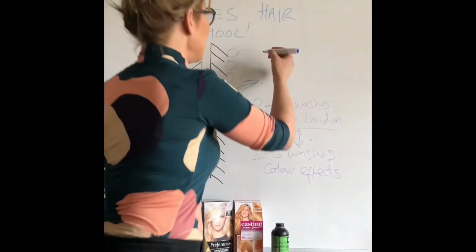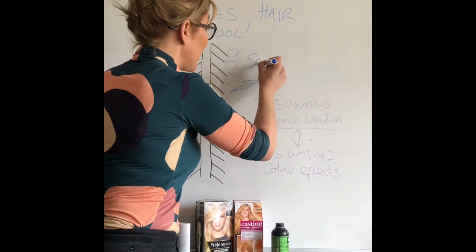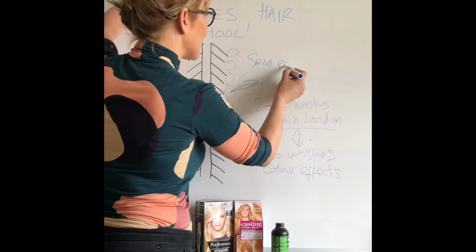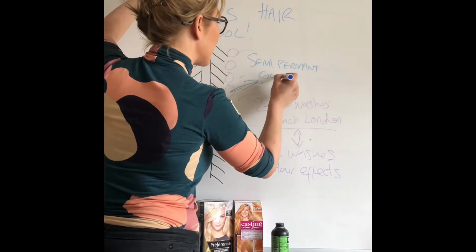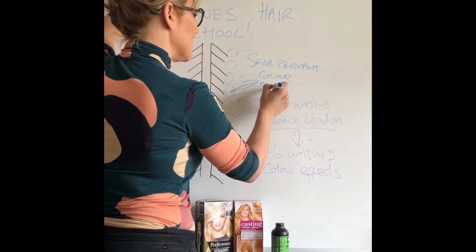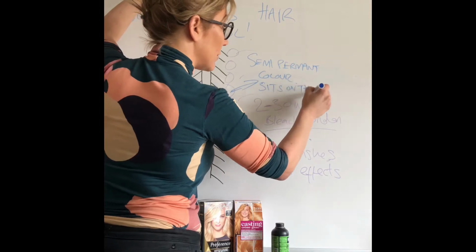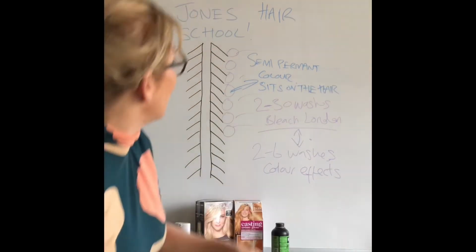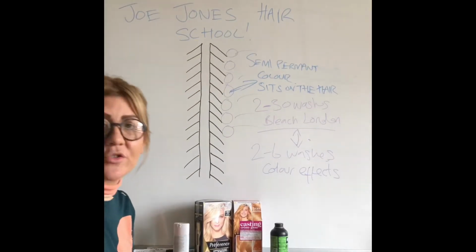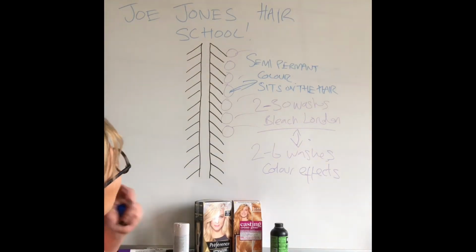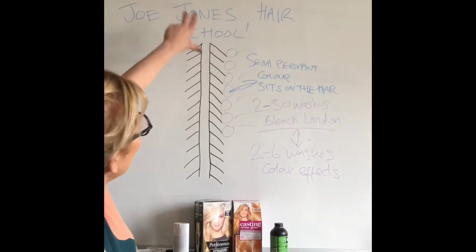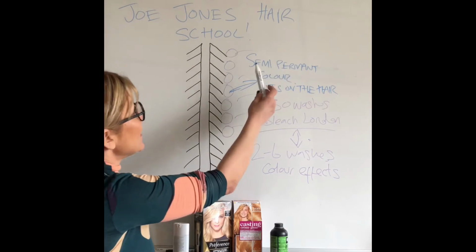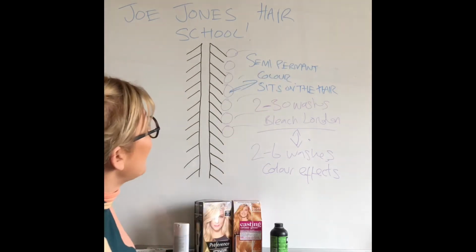So basically, a semi-permanent colour just sits on the hair. If you want to screenshot that, that might be helpful. So this is your hair shaft, and this is the molecule of a semi-permanent hair colour.